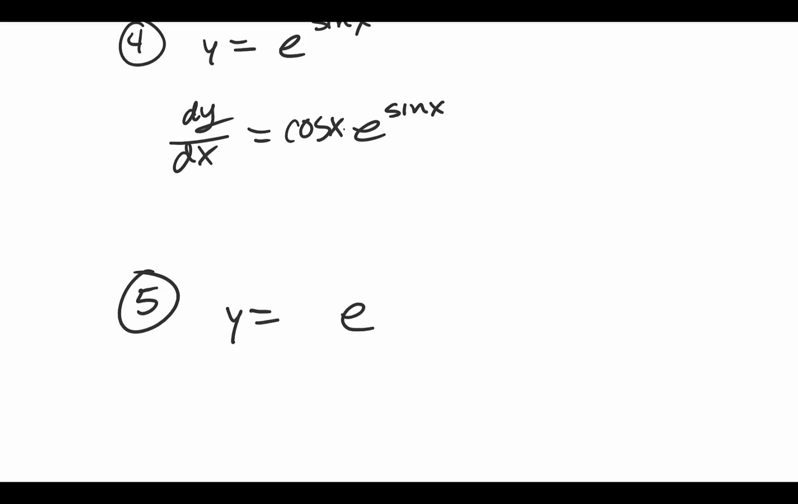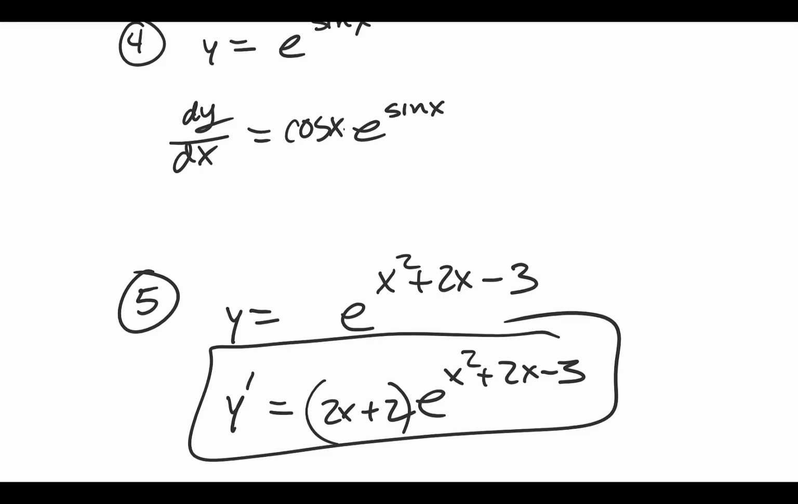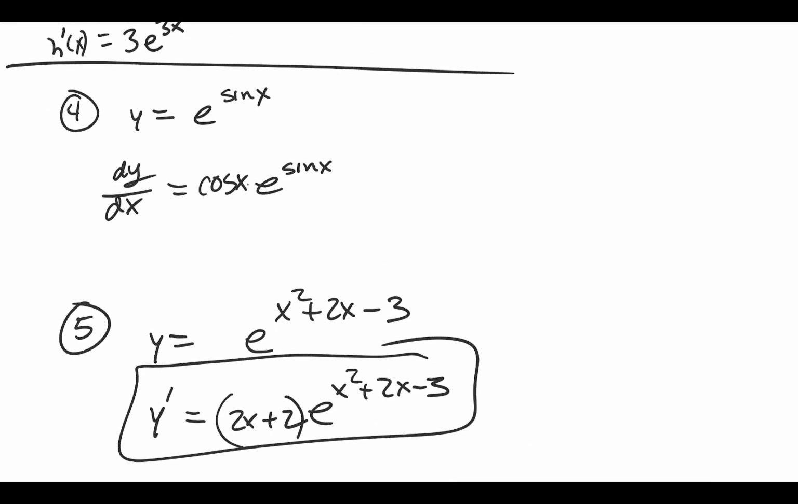Y is equal to e to the x squared plus 2x minus 3. What's its derivative? It's e to the x squared plus 2x minus 3. Now, just take a derivative of the exponent. That's going to be what? 2x plus 2. The exponent, not the numerator. And there's our answer. Are you starting to catch what's going on here? Starting to get it? All right.